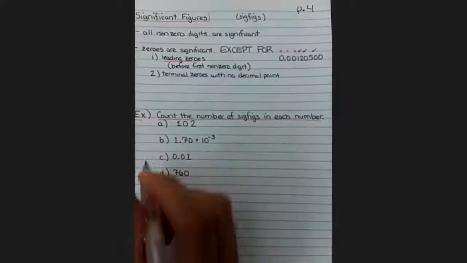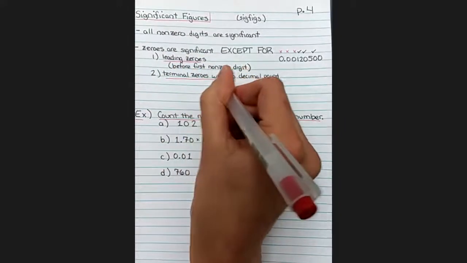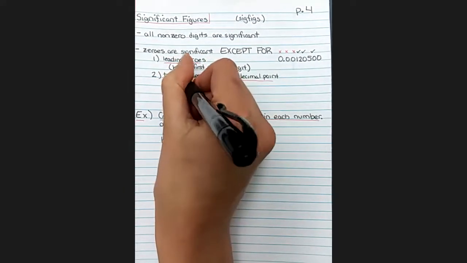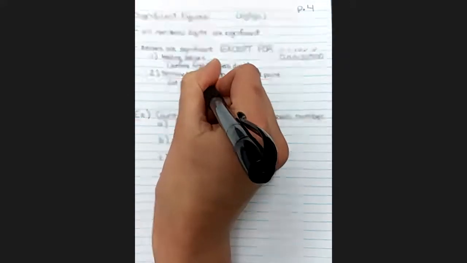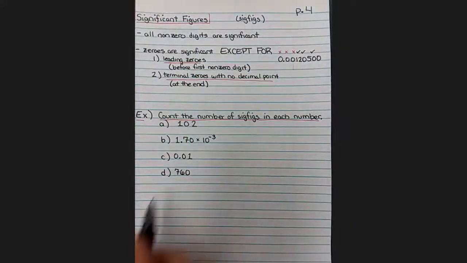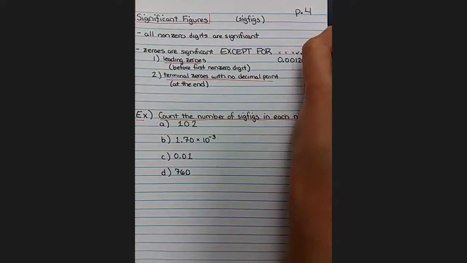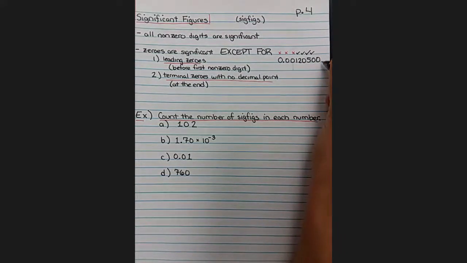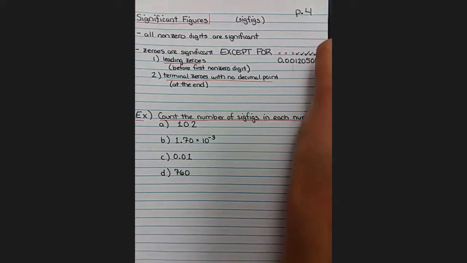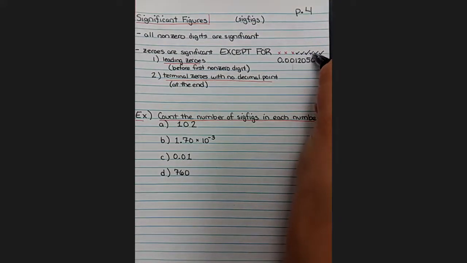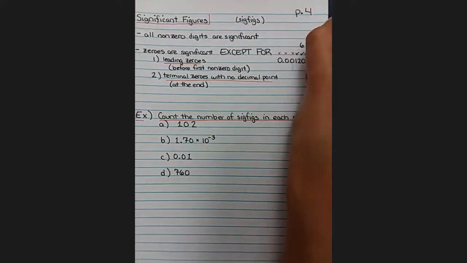And the other thing we're looking for is terminal zeros in numbers with no decimal points. And terminal means at the end of the number. So this number does have a decimal point, so we don't have any of those. So that means that this 0, which is in the center of the number, is significant, and these two terminal zeros at the end of the number are significant because the number has a decimal point. So 1, 2, 3, 4, 5, 6. This number has 6 significant figures.